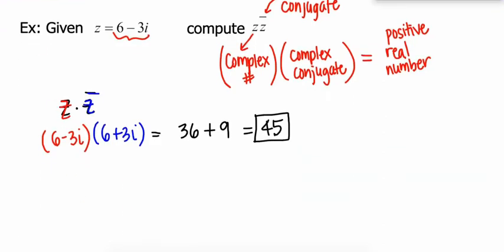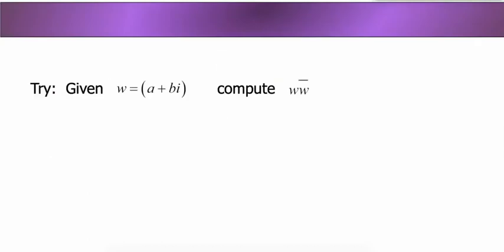Now let's give you one to try that has just variables. So we have a complex number w, which is a plus bi, and we want to multiply it by its conjugate. Go ahead and give it a try, see what you get, and when you're ready to check your answer, press play.